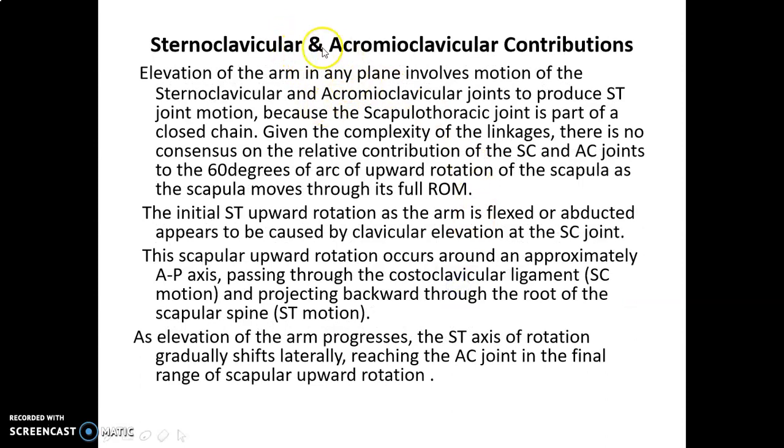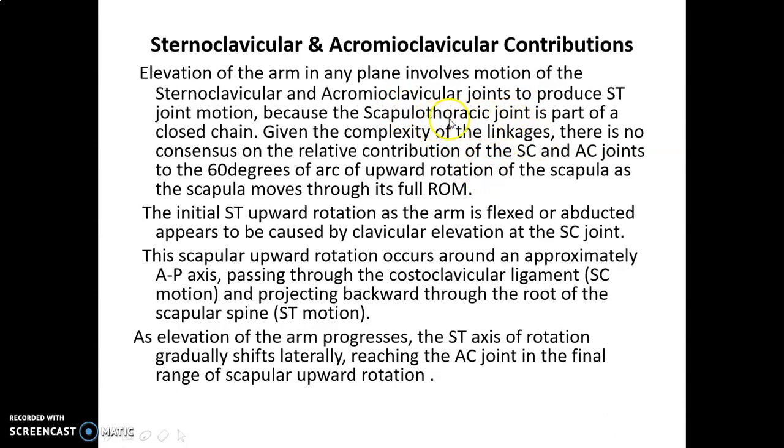So we have already discussed the scapulothoracic and the glenohumeral integrated joint functions. Now we'll go to the sternoclavicular and acromioclavicular contribution, which has a major role in the normal biomechanics of the shoulder complex. Elevation of the arm in any plane involves motion of the sternoclavicular and acromioclavicular joints. Whatever the plane of motion, whether the arm is moving in flexion or abduction, both of these joints have to produce scapulothoracic joint motion, because we know that the scapulothoracic joint is a functional joint. It is not an anatomical joint.